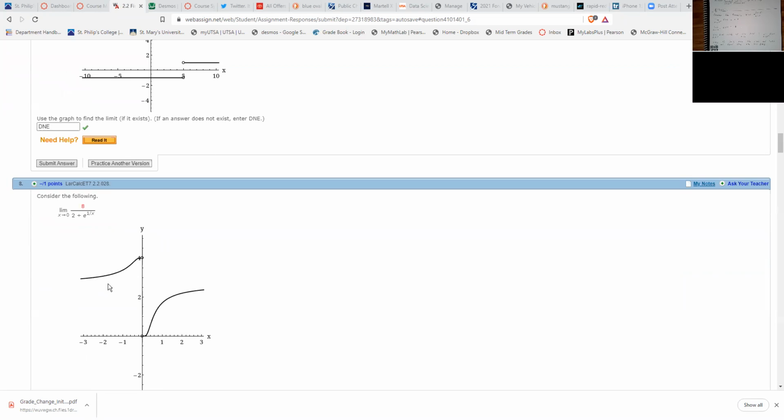Now, do you see this one? When I approach 0, which is right in the middle, from the left side, what am I approaching?